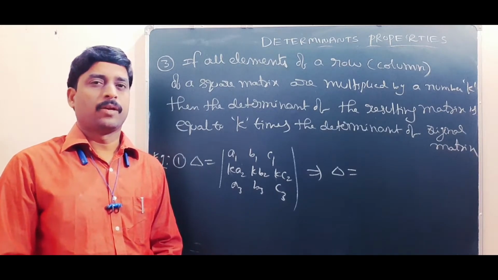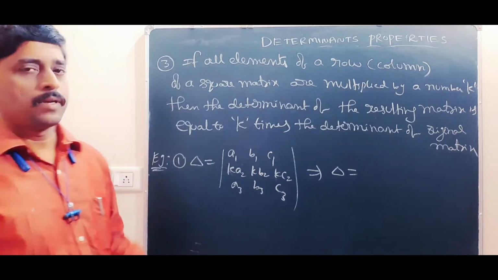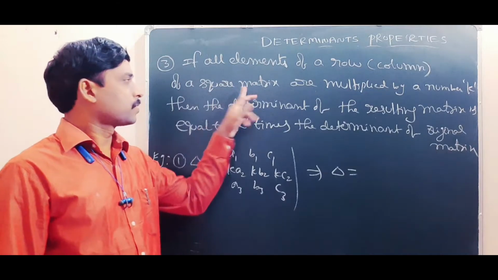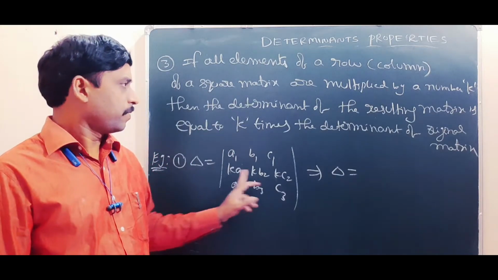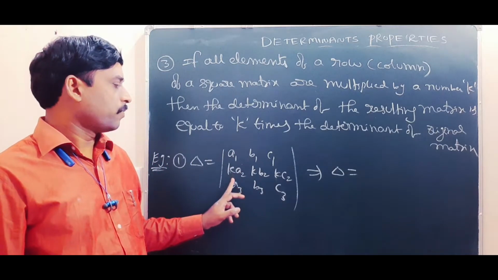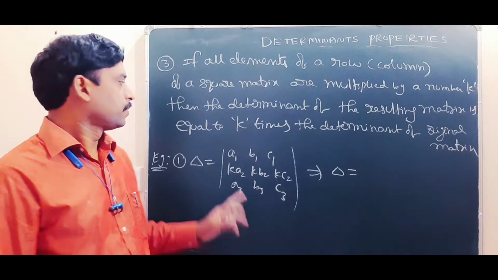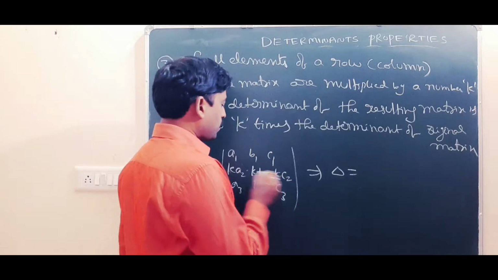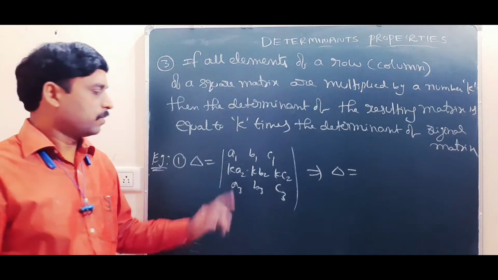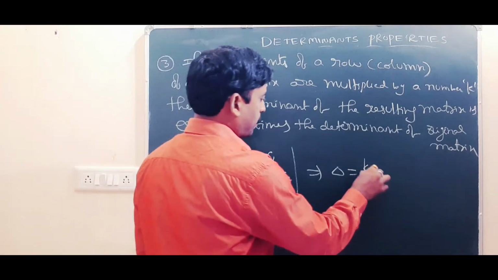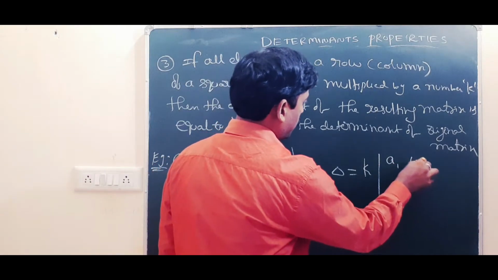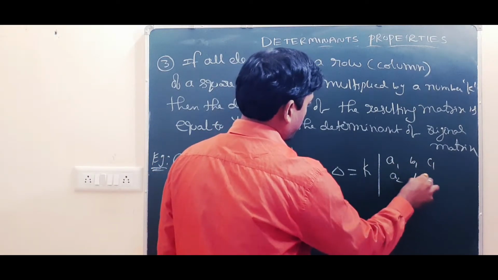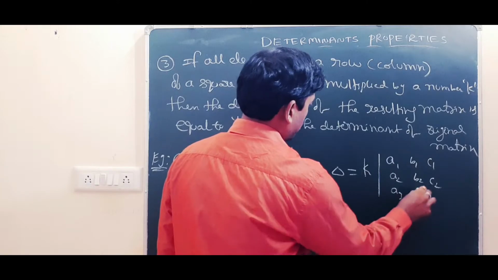Okay, now the third property. If all elements of a row or column of a square matrix are multiplied by k, then the determinant of the resulting matrix is equal to k times the determinant of the original matrix. K times: in this, second row, k taken out common, k times the original matrix A1, B1, C1, A2, B2, C2, A3, B3, C3.